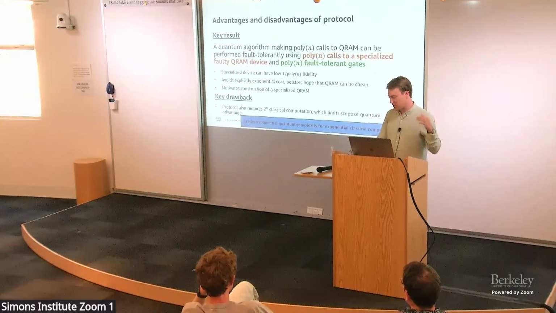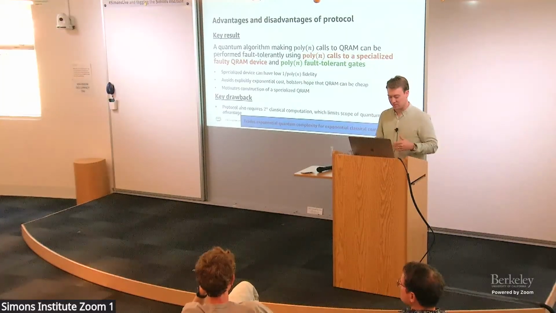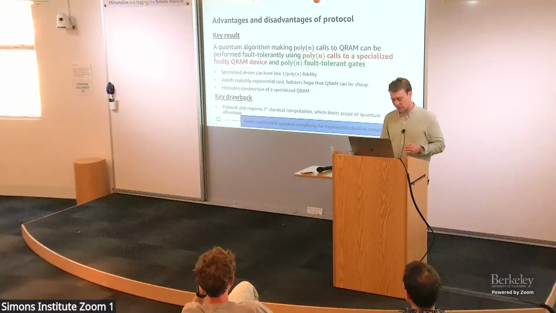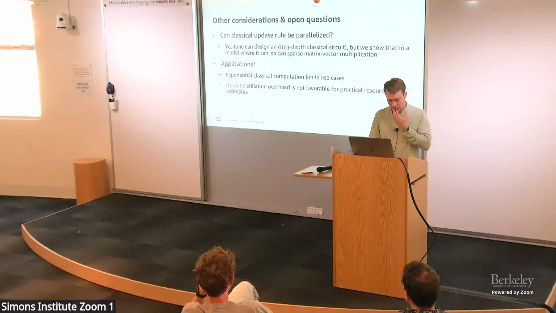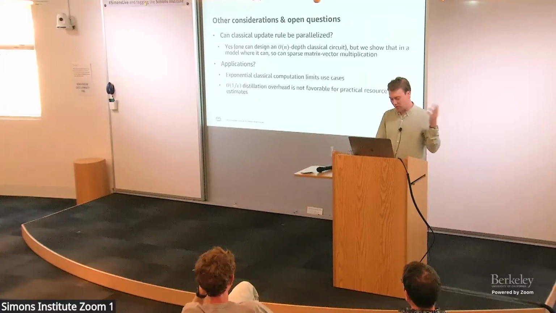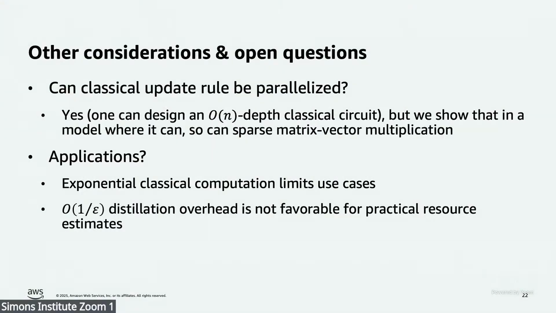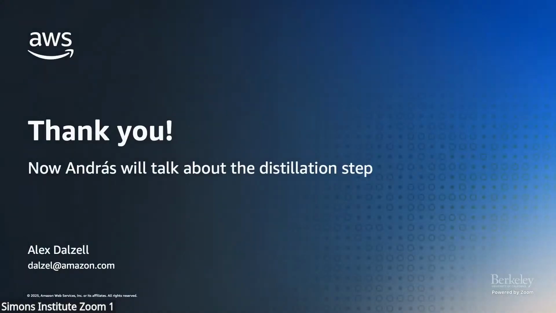You can view this as trading quantum for classical complexity, which is sort of a good trade often. In the paper, we look at some other things like whether this update rule can be parallelized in applications, but I won't get into that here.